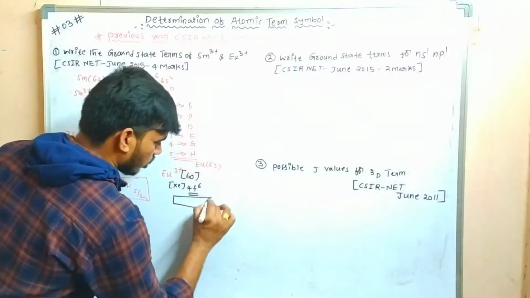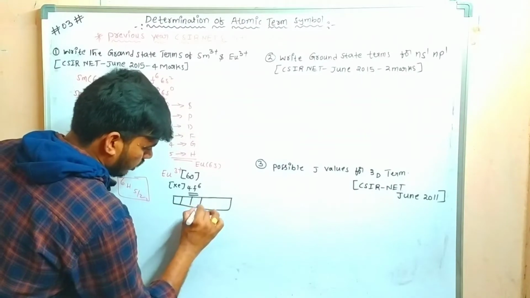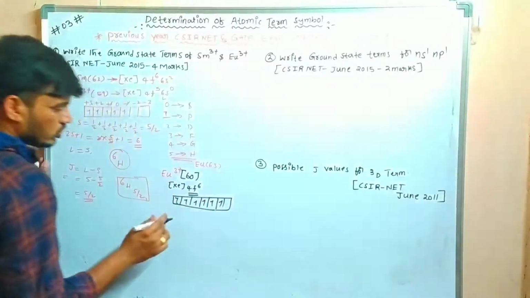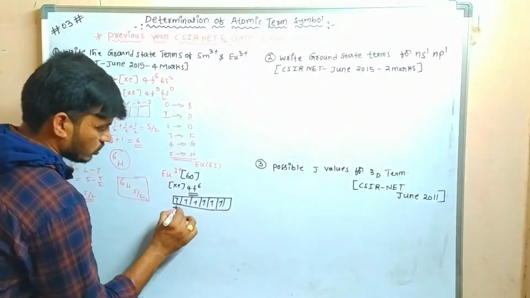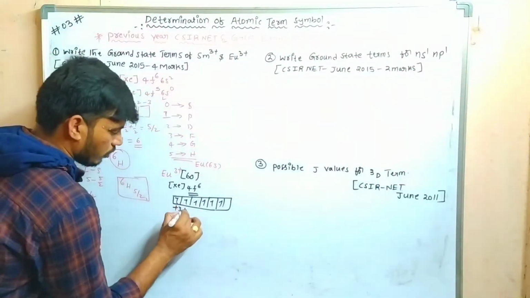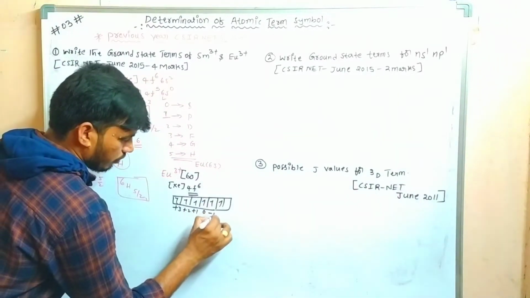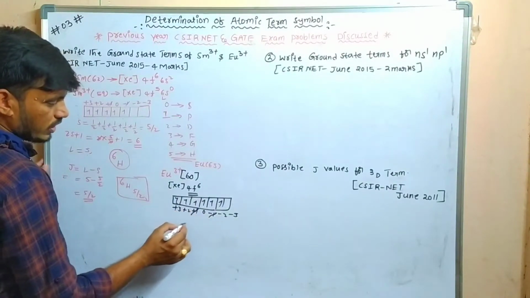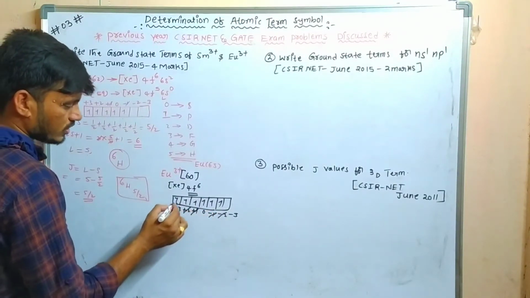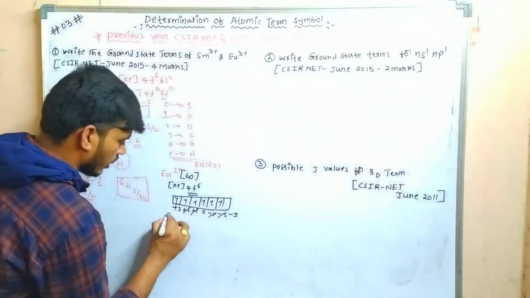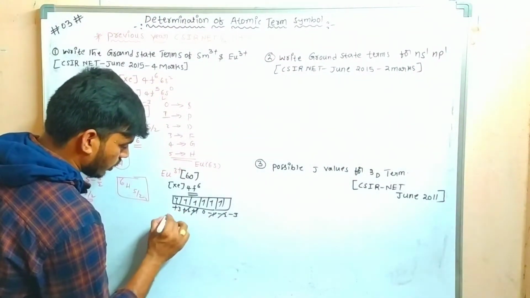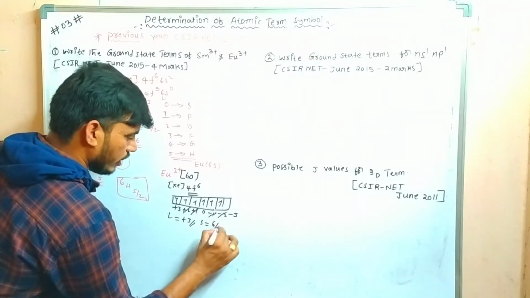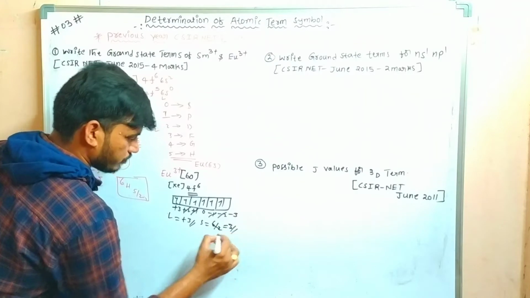So the electronic configuration is like that: 1 2 3 4 5 6, 1 2 3 4 5 6. So this is the F orbital like that. This is the magnetic quantum number value: +3 +2 +1 0 -1 -2 and -3. So here -1 and +1 are cancelled, and -2 and +2 are cancelled. So the L value in this case is +3, and S is equal to 6 by 2. It means S is equal to 3.